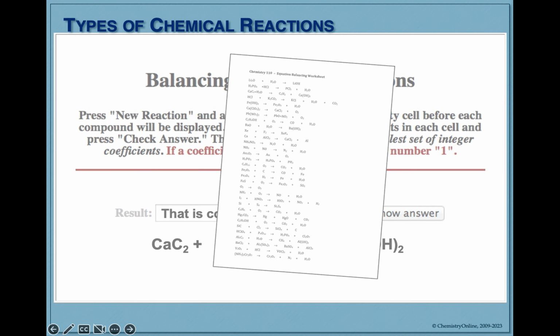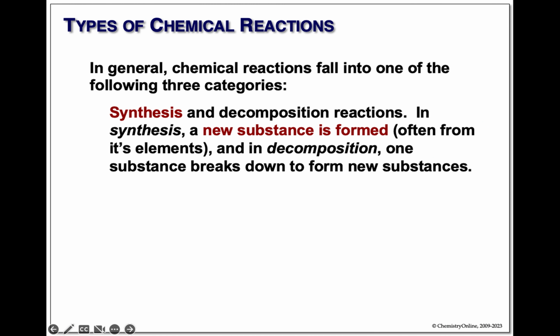All right, let's look at types of chemical reactions. The reason that we're going to try to classify reactions by type is if you know the type of reaction, it makes it basically easier to predict the products. So let's look at our basic types. Synthesis and decomposition. Synthesis, we're taking two or more substances and making something new. Decomposition, just the opposite. We're taking one and we're making a bunch of new stuff.